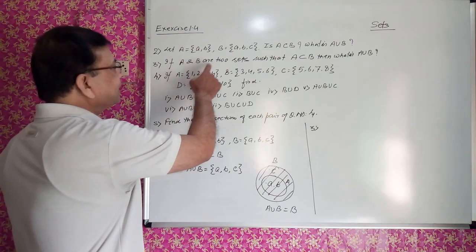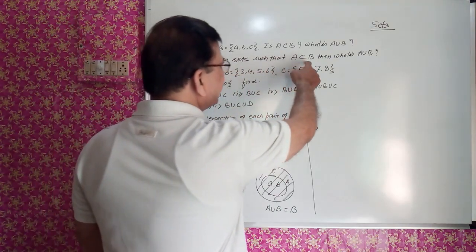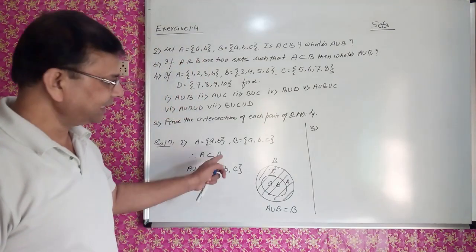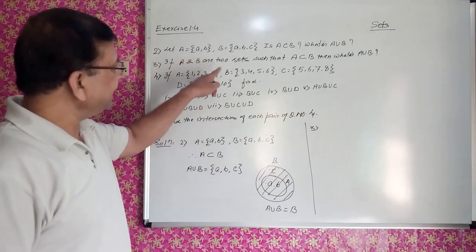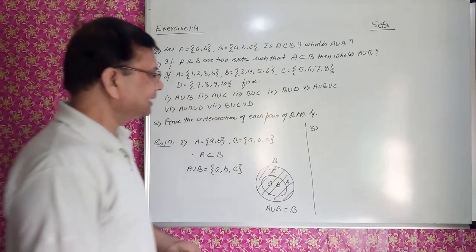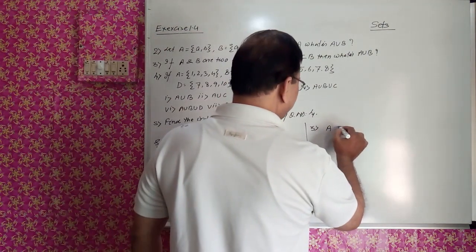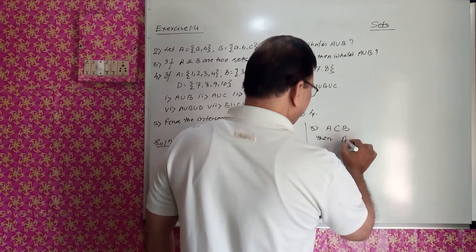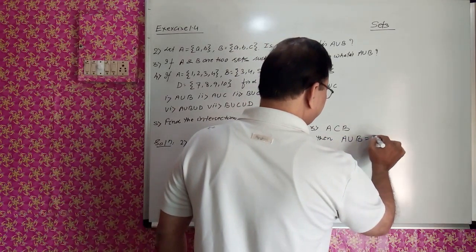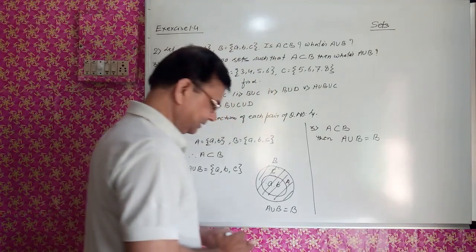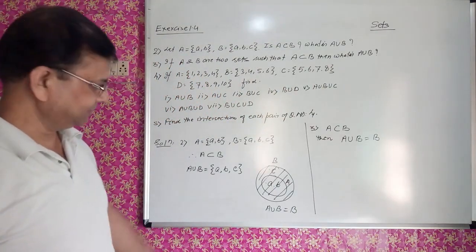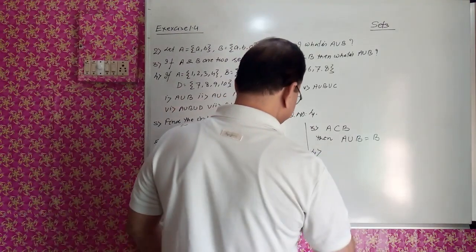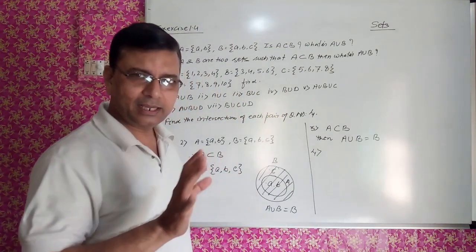If A and B are two sets such that A is a subset of B, then what is A union B? The same question. If A is the subset of B, then A union B will be equal to B. That is the answer to this question. I just explained it over here. Question number 4. Are you getting it?